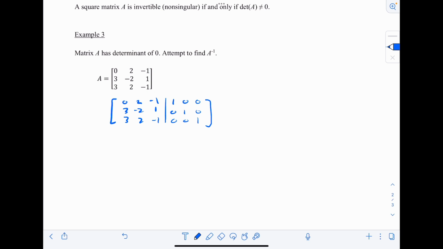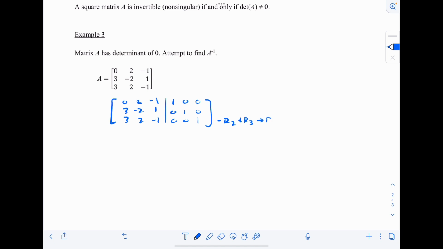So to do that, I'm going to start by focusing on that third row, and I'm going to try to make that third row 0, 0, 1. So I'm going to take the opposite of R2 and add that to R3.